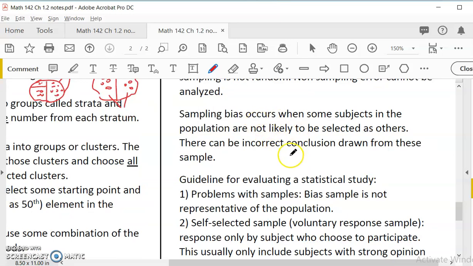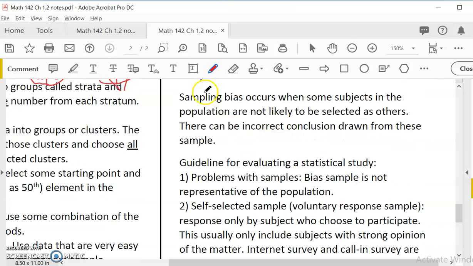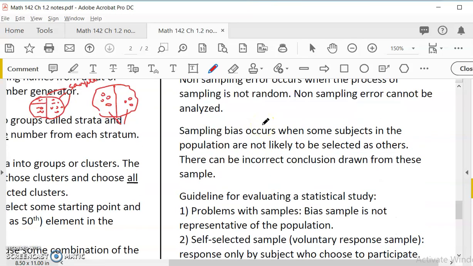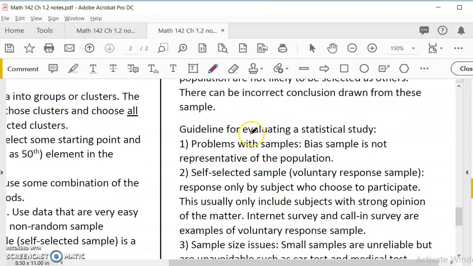And the third term is called sampling bias. Sampling bias occurs when some subjects are more likely to be selected than others. So although everyone should have the same chance, certain ones have a higher chance. If you do that, then there could be incorrect conclusions. So we call that sampling bias. Sometimes non-sampling error could be caused by sampling bias also.